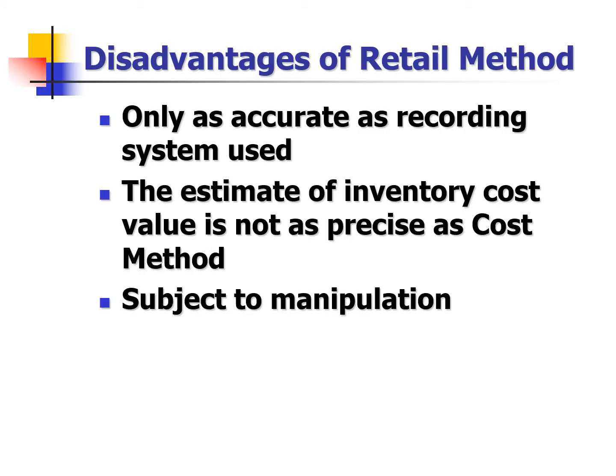In spite of all these advantages of the retail method of inventory, of course, it doesn't come without any disadvantages. The biggest disadvantage is that the retail method allows accuracy only as much as the recording system, how accurate the recording system is. So if there are any clerical errors in recording things or any systematic errors, then that's going to compromise the accuracy of the inventory valuation.